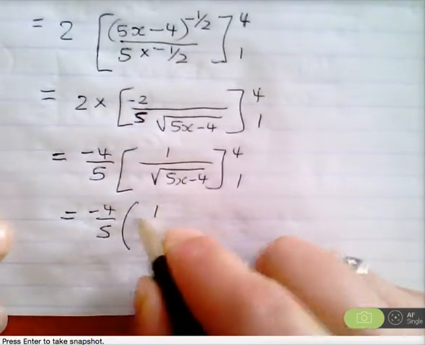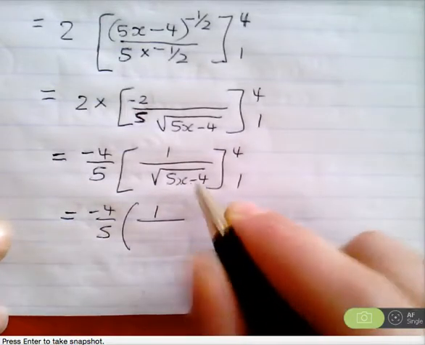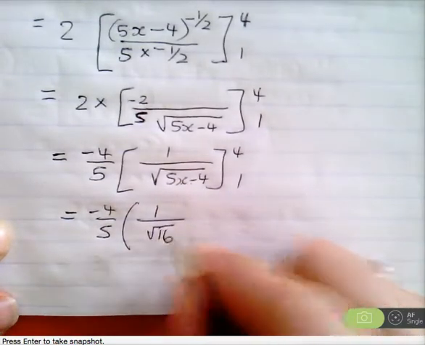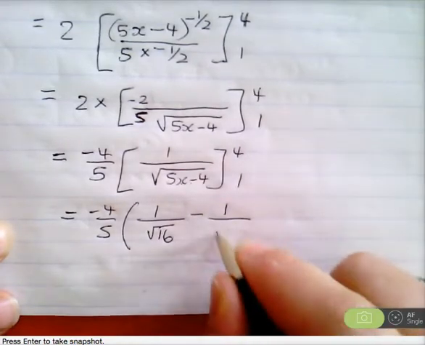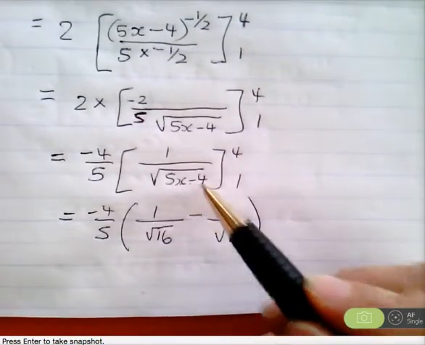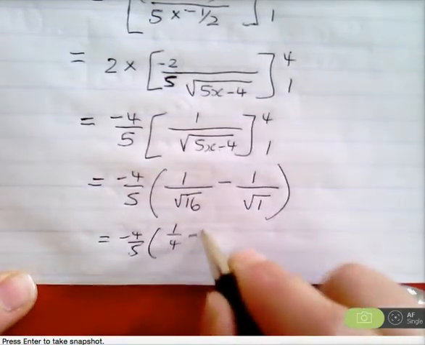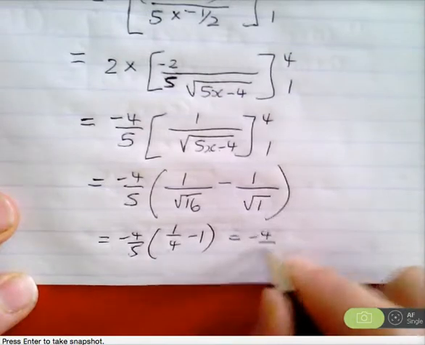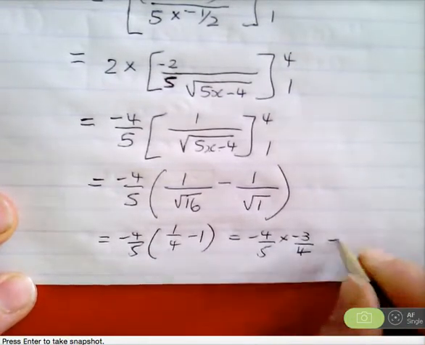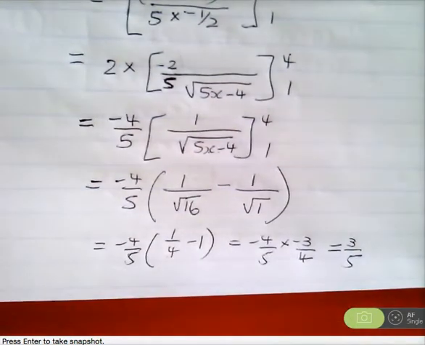So you've got negative 4/5. Now let's substitute. 1 over the square root of 5 times 4 is 20, minus 4, square root of 16, minus 1 over the square root of 1. Because 5 times 1 is 5, minus 4 is 1. So what have I got? Negative 4/5. What's this? A quarter minus 1. It's negative 4/5 times negative 3/4, cancelling the 4s, and you get 3/5. You don't even need your calculator. There is more chance that you'll make an error using the calculator.